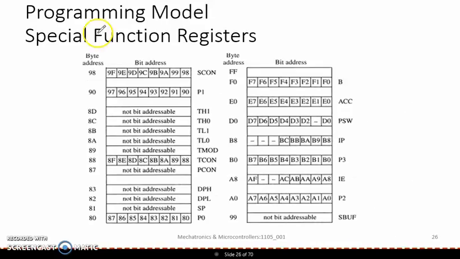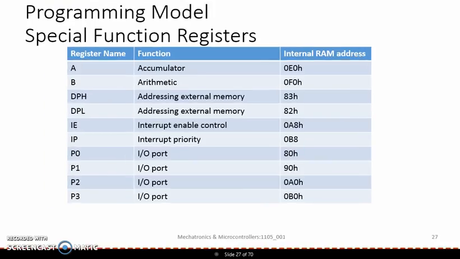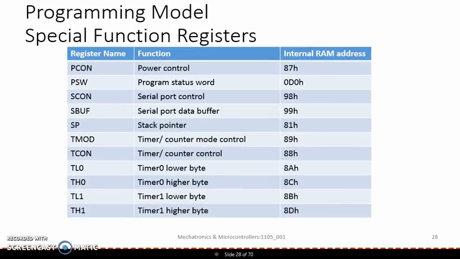Now the slide shows different SFRs with their bit addresses as well as byte addresses. This is a slide which shows different SFRs with their internal RAM address. Say for example, the interrupt enable register is 0A8H, port 3 is 0B0H. Similarly, the power control register is 87H, the timer mode register is 89H, and so on.